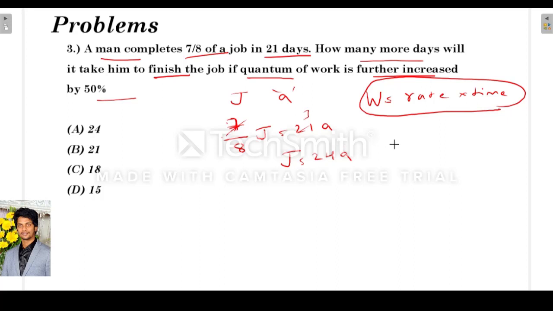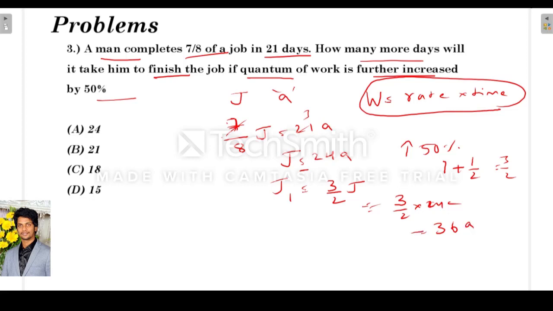So then the quantum of work is increased by 50%. So the new job will be 50% more than this. So 50% more means what will be the fraction of multiplication? So 1 plus 50 by 100, which is 3 by 2. So we have to multiply by 3 by 2. So the new work will be 3 by 2 J because it is a 50% increase. So it will become 3 by 2 into 24A, which is 36A. So the time taken for him will be 36 now.